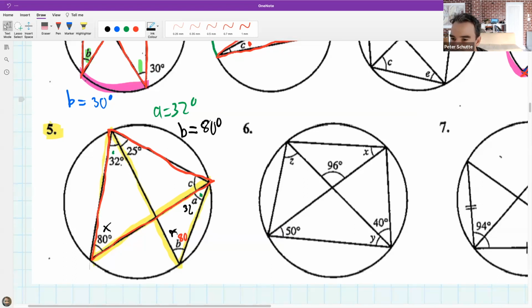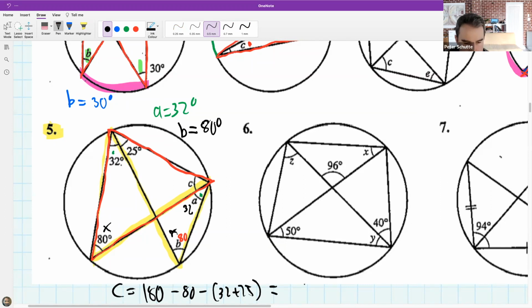Luyanda, oh, we have a hand from Luyanda. What did you get for C and how did you get it? So for C, I got 43. What I did was I made the triangle we just used as red, so I made it one triangle. So I said C equals 180 degrees minus 80 degrees, and then in brackets, I said 32 plus 25. And then subtracted that, and then I got 43. I agree with you.